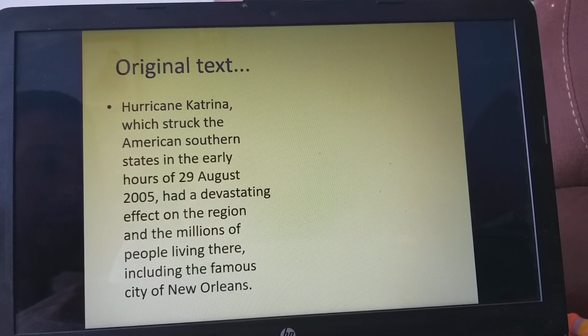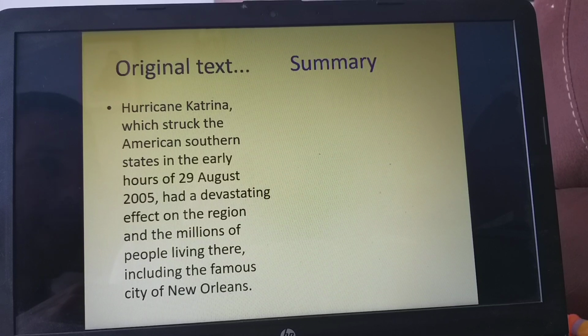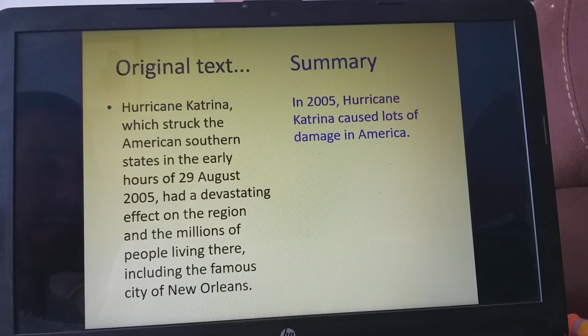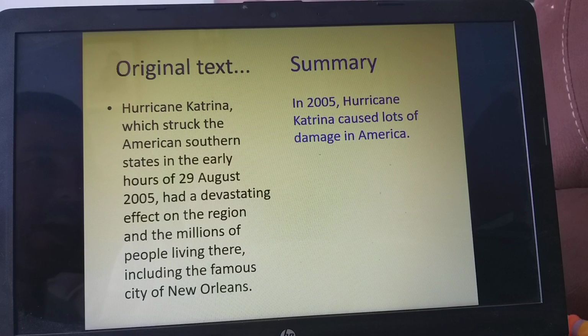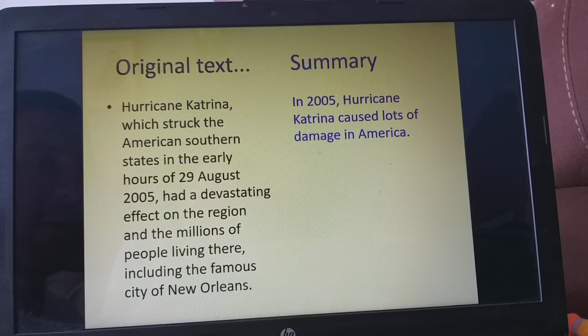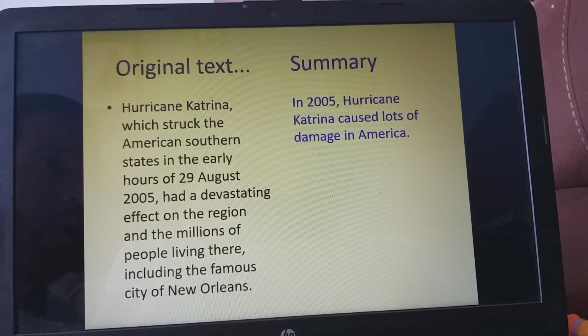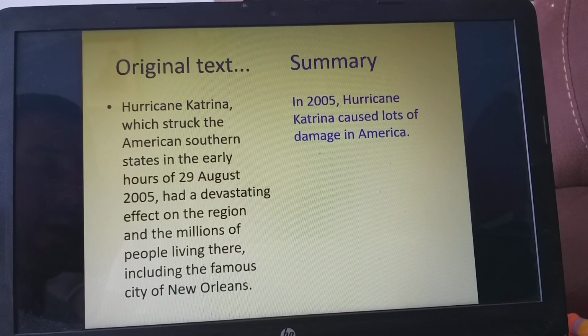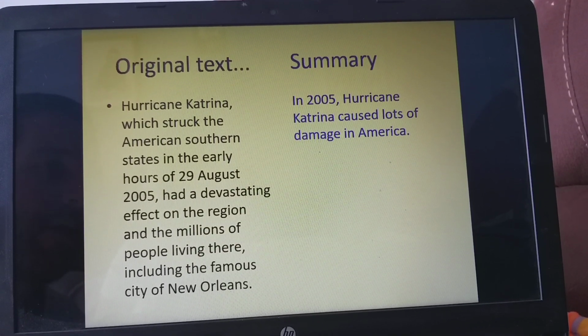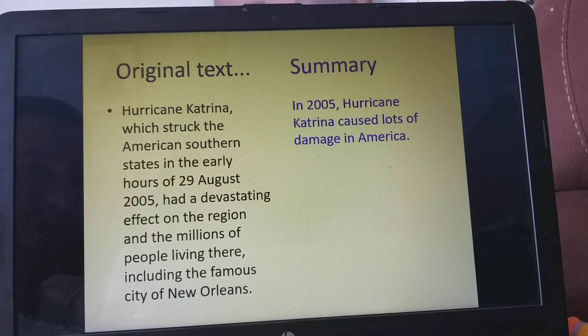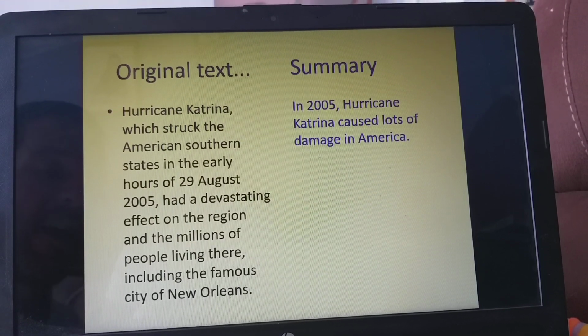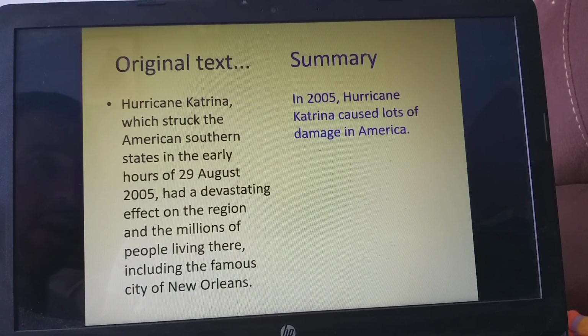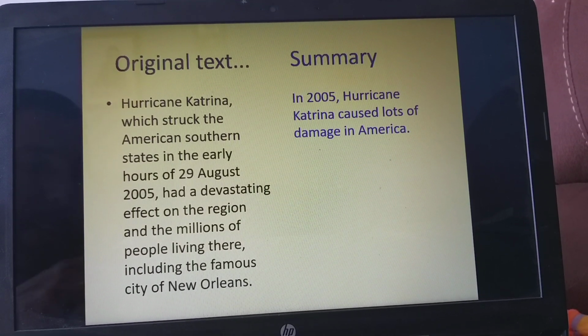All right. So a summary of that paragraph might look something like this. In 2005, Hurricane Katrina caused lots of damage in America. So in 2005, that's when, Hurricane Katrina, that's what, caused lots of damage. Again, that's giving you a bit of what it did. And where did this happen? In America. All right. So as you can see, I've gone from a really long sentence there, all right, or paragraph, almost 40 words, to a sentence that's probably under 10 words. All right.